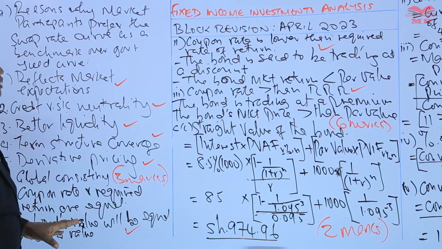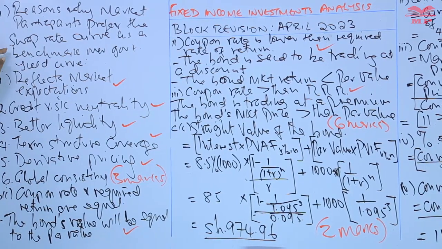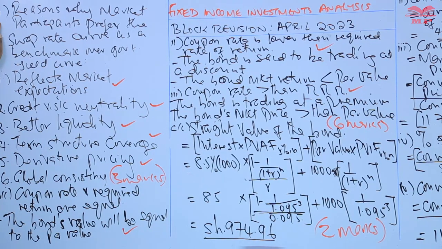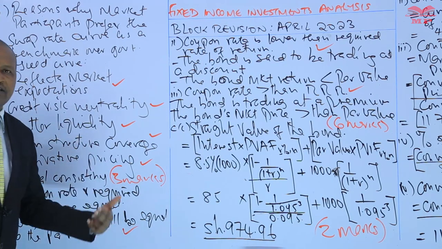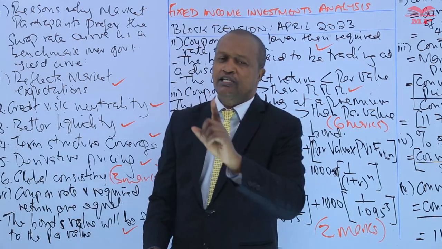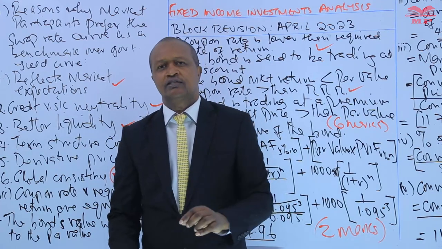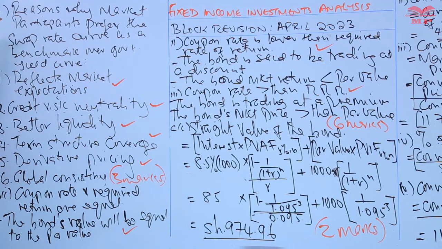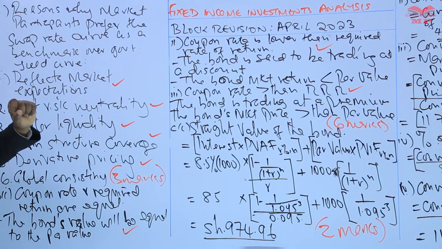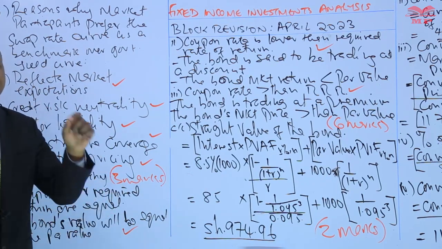You recall in our first question, part A, we explained the reasons why market participants prefer the swap rate curve as a benchmark over the government yield curve. So the interest rate curve, we saw that it can be computed against time and the government yield curve, government bonds or the swap rates. So in revising, read further, find out what is the importance of the interest rate curve. That is a question that I want you to also look at. We've seen that the market participants prefer the swap curve. But the question can also be asked, what's the importance of the interest rate curve?